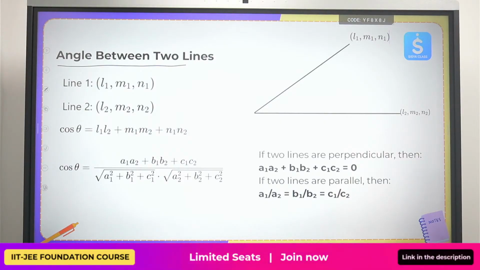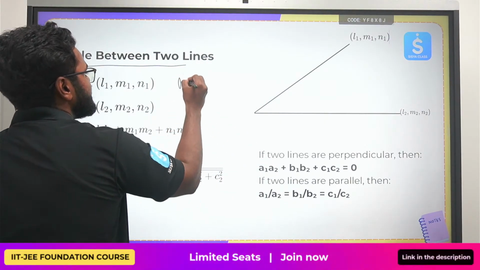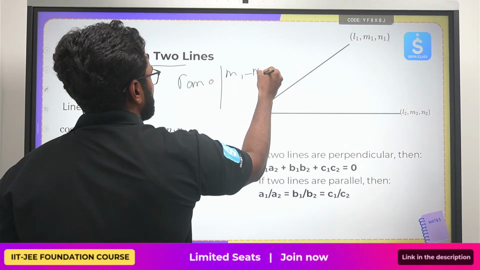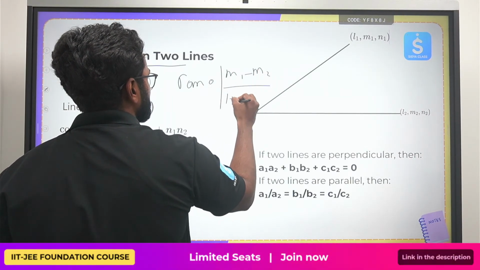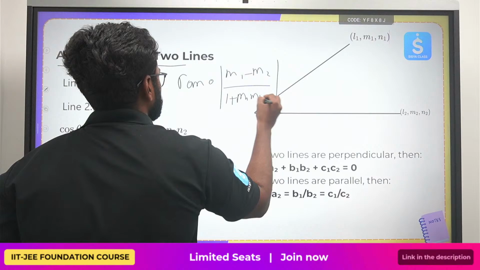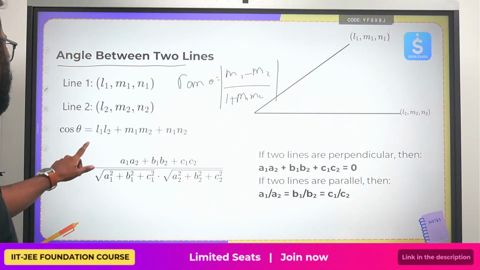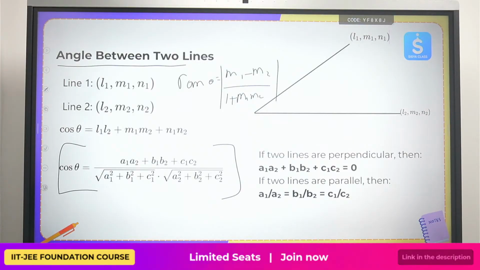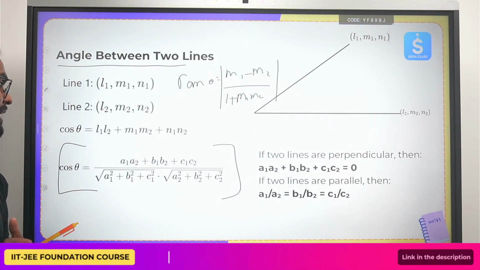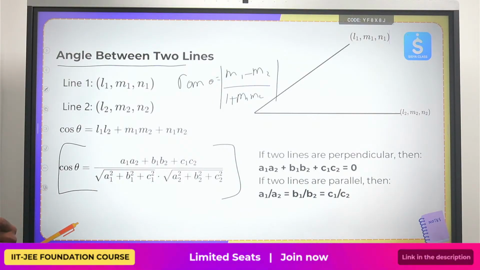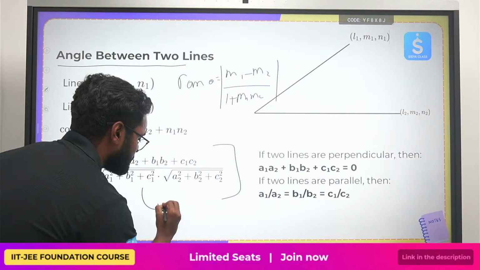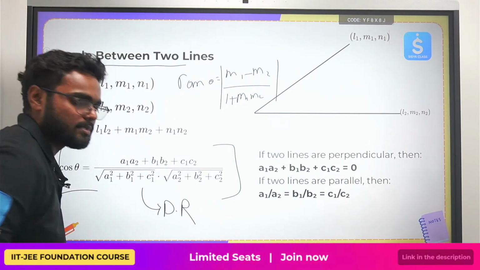So, find the angle between two lines. In the previous class we learned that tan theta is equal to mod of (m1 minus m2) by (1 plus m1 m2). But now we'll be using cos theta is equal to (a1 a2 plus b1 b2 plus c1 c2) by root over (a1 square plus b1 square plus c1 square) into root over (a2 square plus b2 square plus c2 square). These are written in terms of direction ratios.